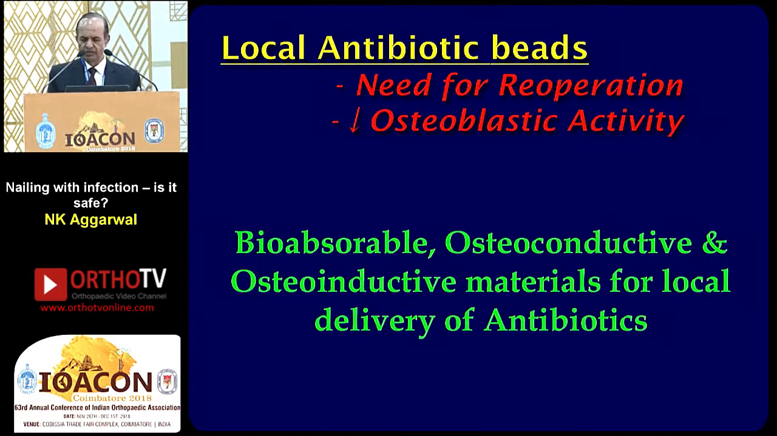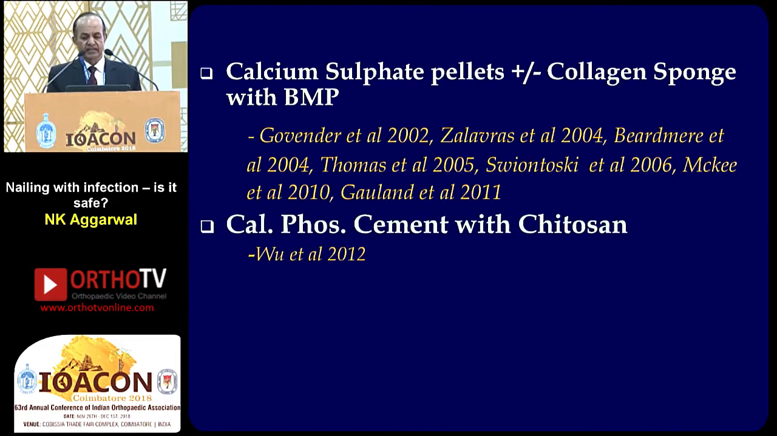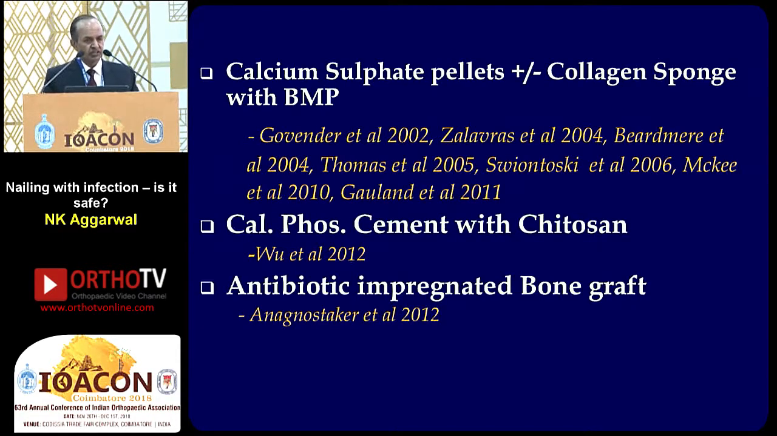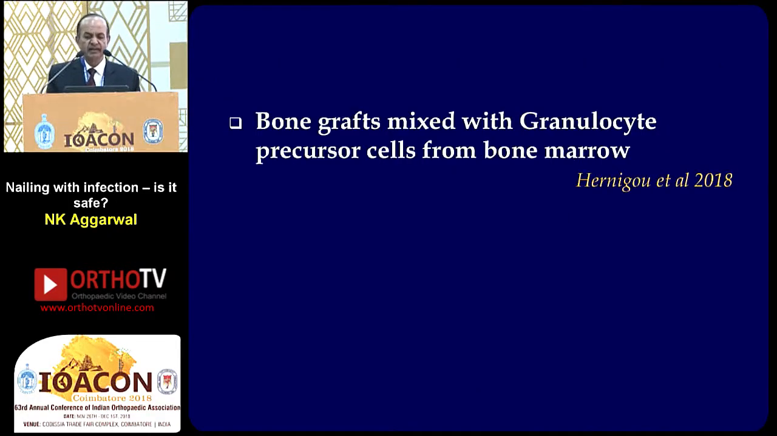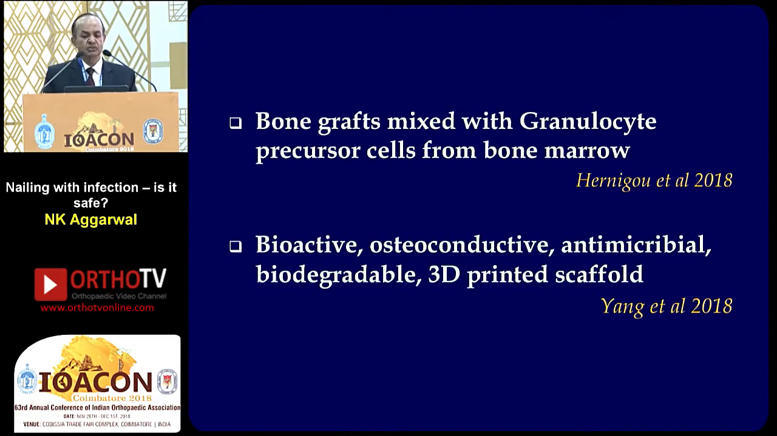It is also available to us in India now, and there are varieties of things: calcium sulfate pellets with or without BMP and collagen sponge, calcium phosphate cement with chitosan, antibiotic impregnated bone graft, and studies are on to control the elution of antibiotics even from bone graft. In a controlled manner, antibiotic can be eluted at local delivery, and platelet-rich plasma also has been used. Now, very recently, just last month, there have been 2 publications on bone grafts mixed with granulocyte precursor cells used as antimicrobial agent.